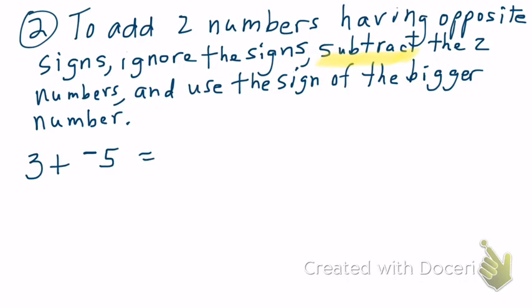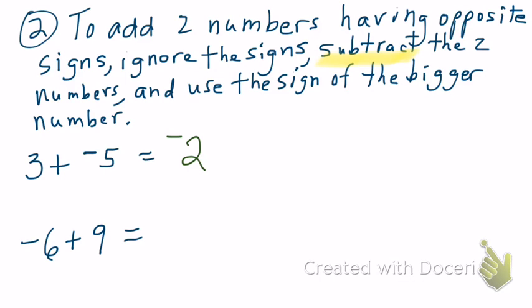So here we have two numbers that have opposite signs. So we're going to subtract, we're going to use 5 minus 3, which gives us 2. And we're going to use the sign of the bigger number. Well, 5 is bigger than 3, and its sign is negative, so this will be negative 2.